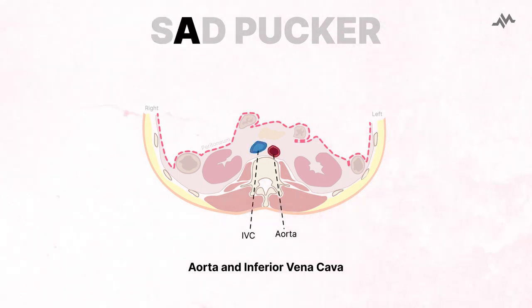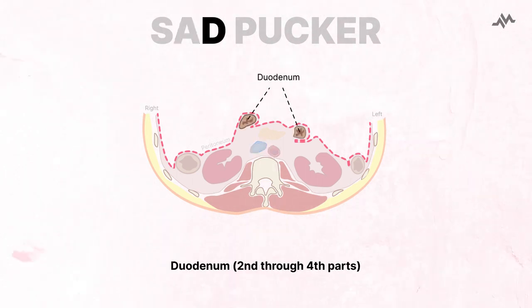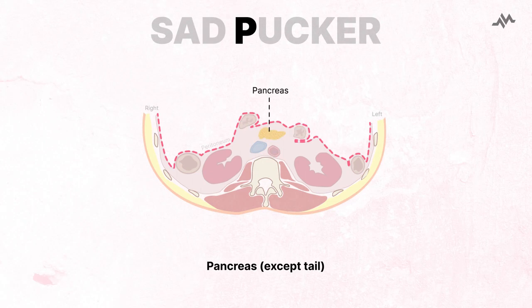A stands for aorta and inferior vena cava. D stands for the second and fourth parts of the duodenum. P stands for the pancreas, except for the tail portion of this organ.